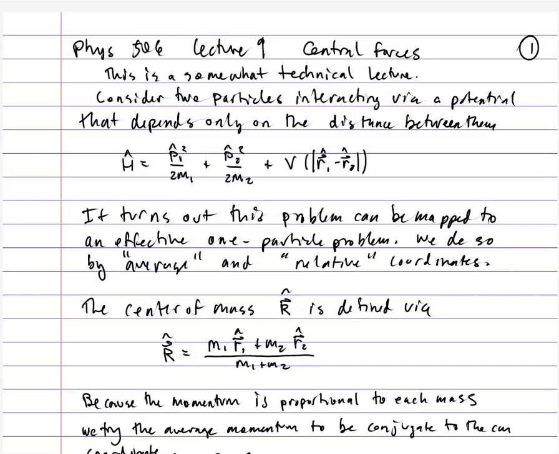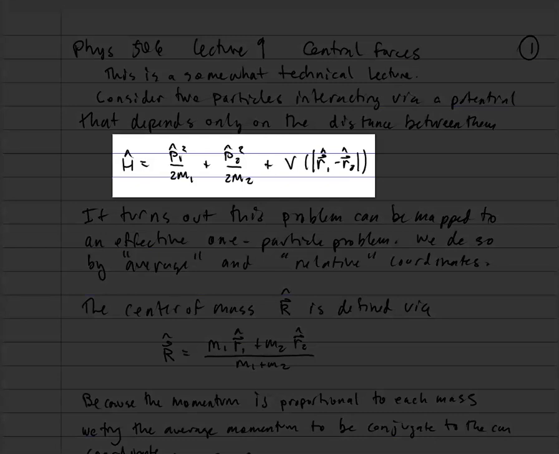We're going to consider two particles interacting via a potential that only depends on the distance between them. So the Hamiltonian is the kinetic energy of the first particle, P1 squared over 2m1, plus the kinetic energy of the second particle, P2 squared over 2m2. And then a potential, and the key that we're going to be looking at for central forces is that the potential depends only on the magnitude of the distance between the two particles. So it's a function of the modulus or absolute value of R1 minus R2.